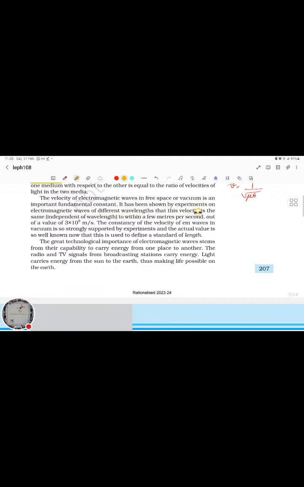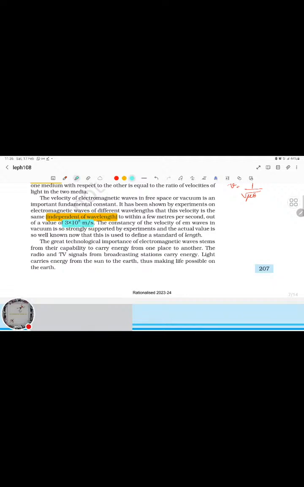So it has been shown by experiments on electromagnetic waves of different wavelengths that this velocity is the same to within a few meters per second out of a value of 3 into 10 power 8 meters per second. That is, the velocity of electromagnetic waves in vacuum turned out to be one of the most important constants in physics. Like if I'm trying to vary the wavelengths to a certain level, it just changes by only a few meters per second, which shows that it is not much dependent upon the wavelength. So it is independent of the wavelength, and the value turns out to be a constant value, that is 3 into 10 power 8 meters per second.